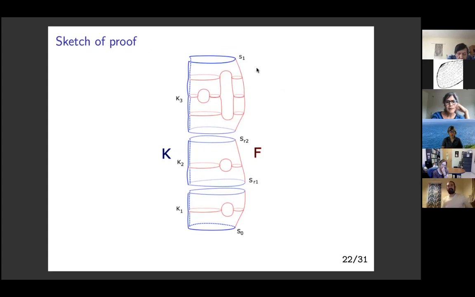And so how do we recover the original knot? Well, just by gluing these pieces back, and gluing them back is just a vertical sum. Okay.